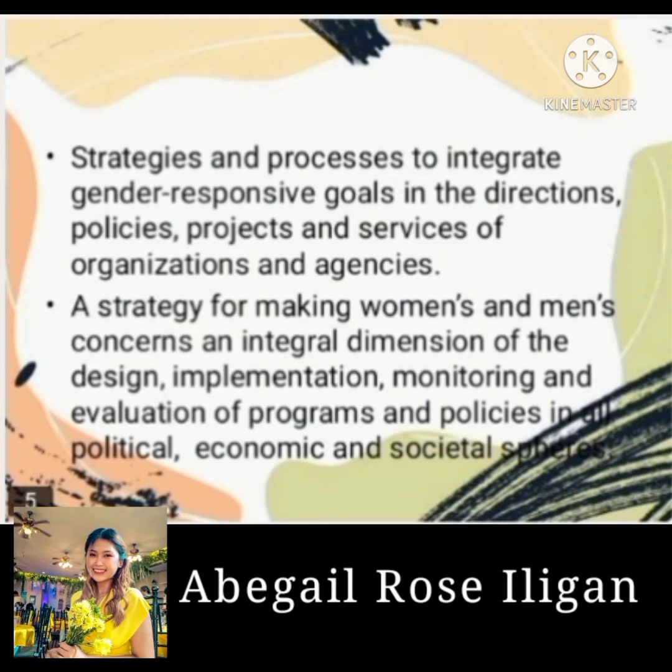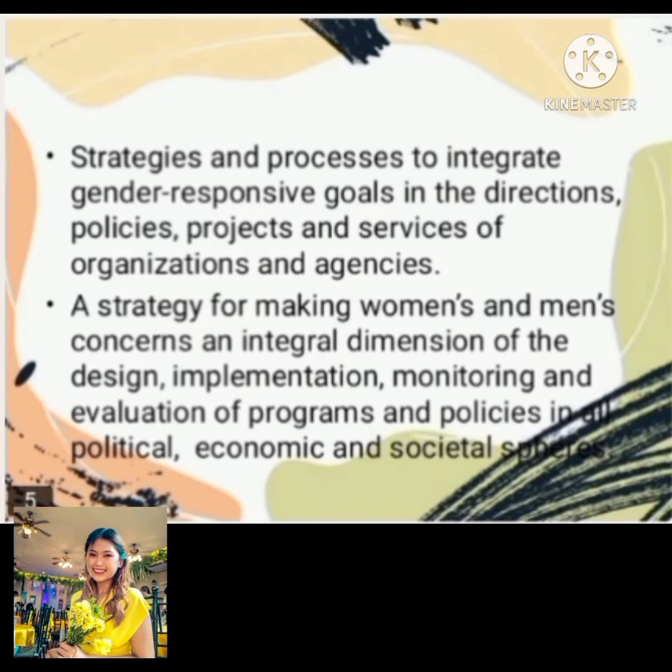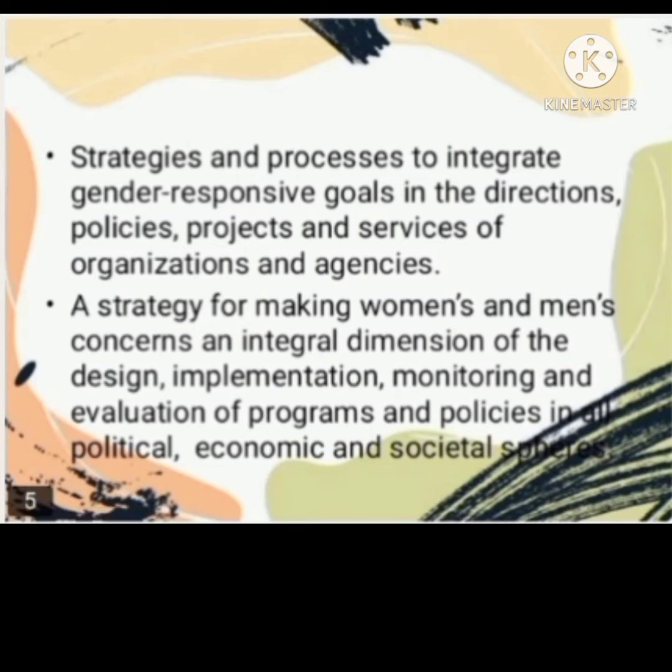And last one, a strategy for making women's and men's concerns an integral dimension of the design, implementation, monitoring, and evaluation of programs and policies in all political, economic, and societal spheres.